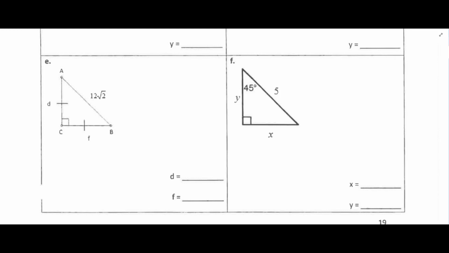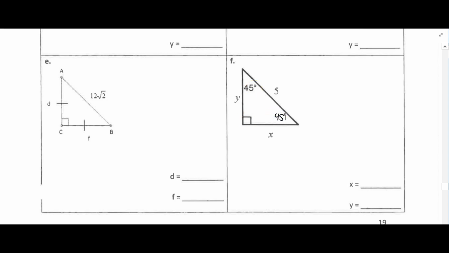In this video, we're going to look at another example of special right triangles, specifically a 45, 45, 90, and using the ratio of the sides to solve for some missing stuff. All right, so let's take a look and see what we have here. We're going to look at part F. I see I have a right triangle, and one of the angles is 45, so the other angle is 45.